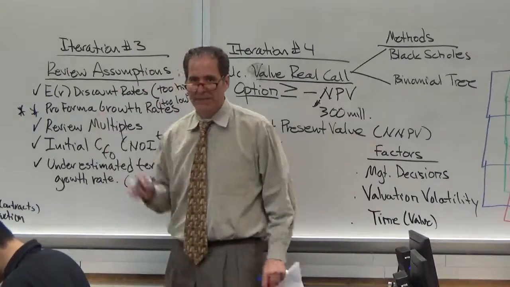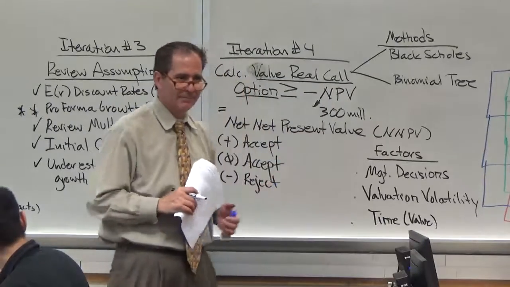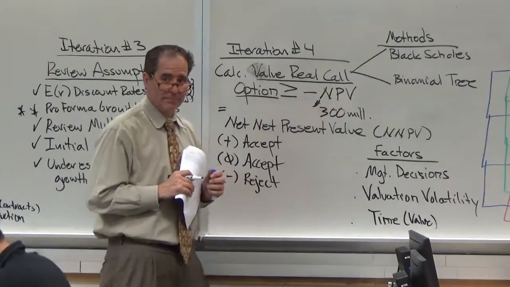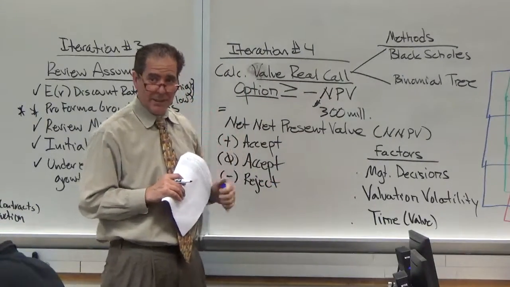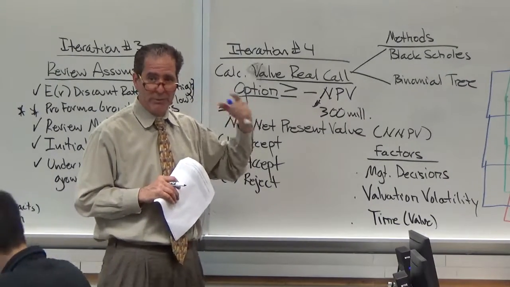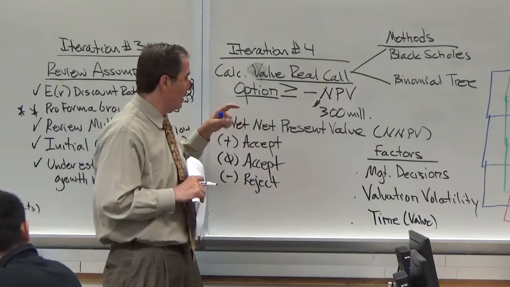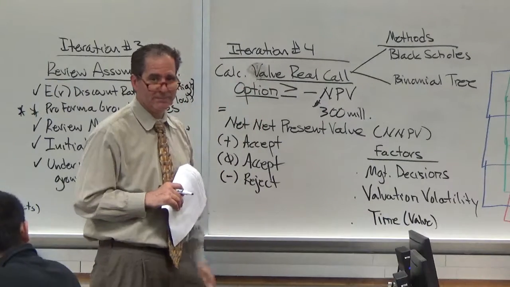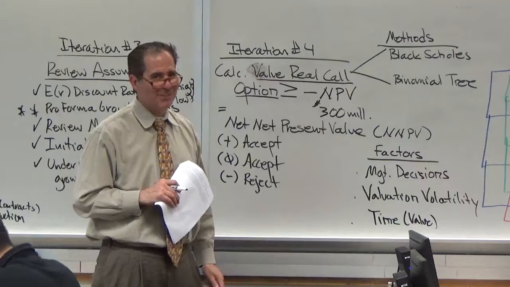Okay. You still have a negative net present value. What do you got to do now? Iteration four. I'm just going through it over and over again to burn it into your brain so you never forget. Reject. What's iteration four? Come on, you guys. We just went through it like 10 minutes ago.